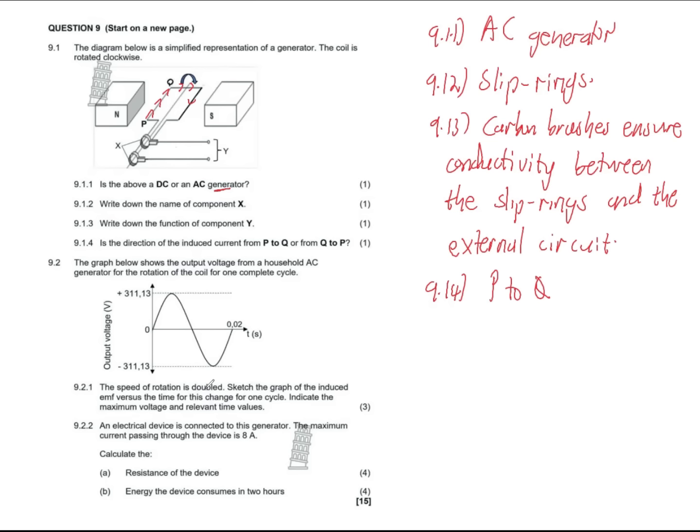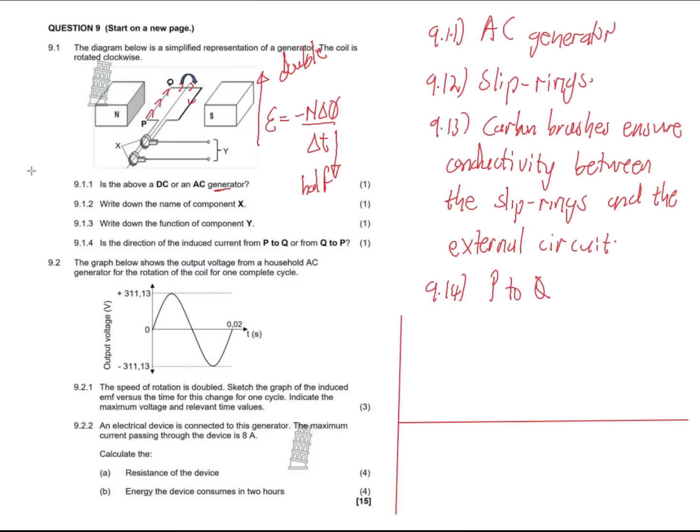Now, if the speed of the rotation is doubled, we know that according to this formula, if we increase the speed, we are actually decreasing the time, right? Which will then increase the EMF. So if we double the rotation of the coil, then the EMF is supposed to double, right? But then what will happen to the time? The time will halve. So how do we indicate that? This is the type of graph that is supposed to be compressed.